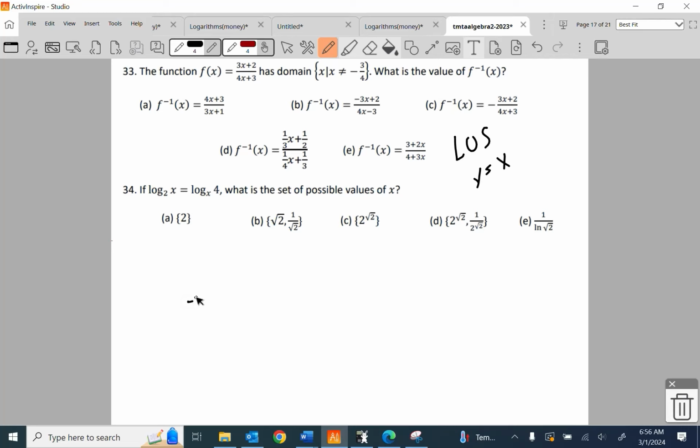All right, if log base 2 of x equals log base x of 4, what is the set of possible values of x? Kind of interesting. Let's just use change of base. Ln x over ln 2 equals ln 4 over ln x.